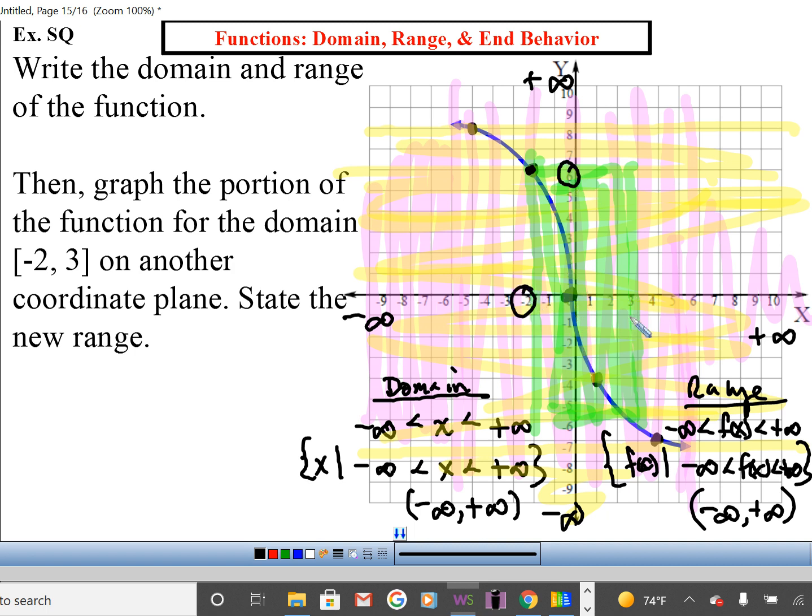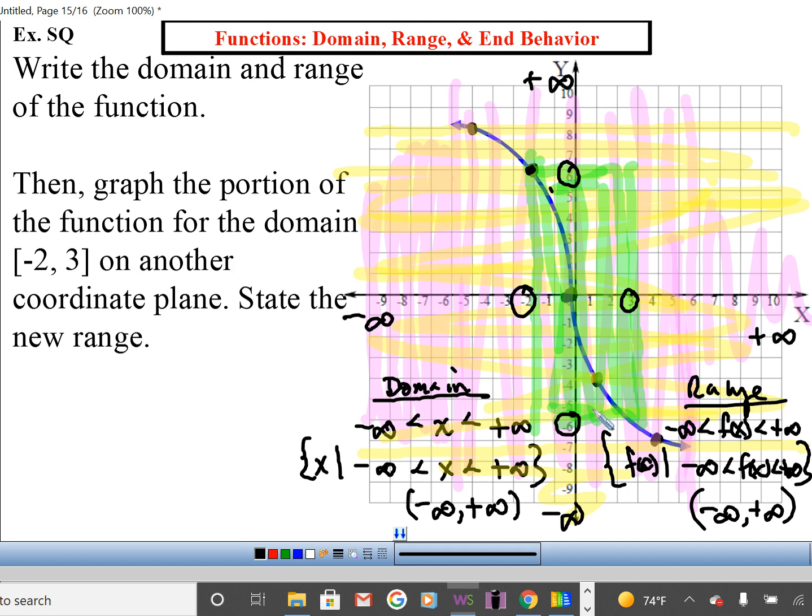Here's 0, 0. And then we go to this end. What is this end on the domain? 3. And what is the y value down here? -6. Okay, so question. Will you be able to graph this on the other graph next to where you're at right now, but just this section? Do you see it?